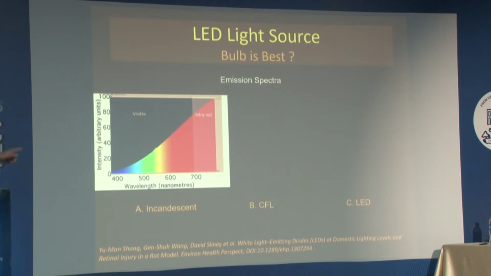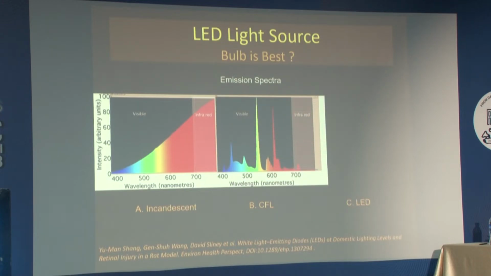Right, so this is the emission spectrum of an incandescent bulb. You can see beautifully that a large area of it is in red and yellow. So this mimics natural light. And there's very little blue, as you can see. But if you look at the CFL bulb, you can see a blue peak over there. So it emits a lot of ultraviolet and blue light.